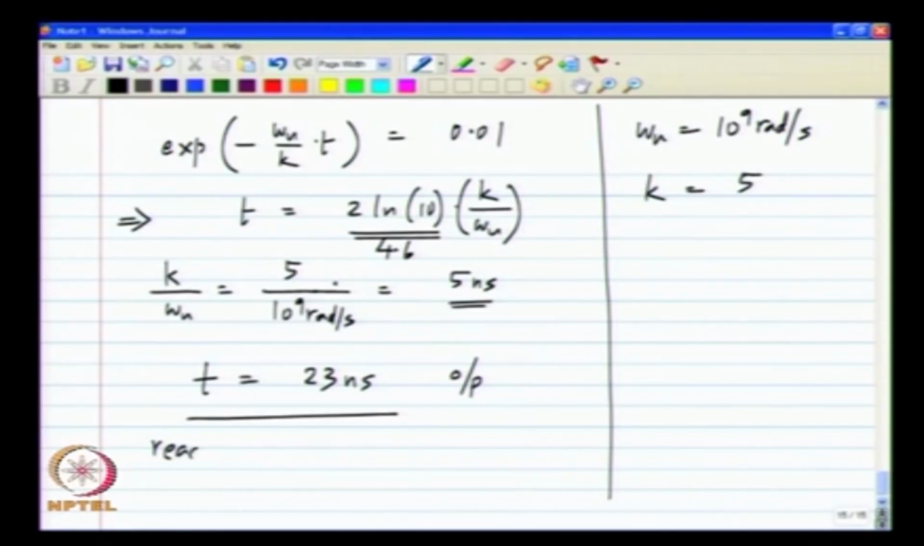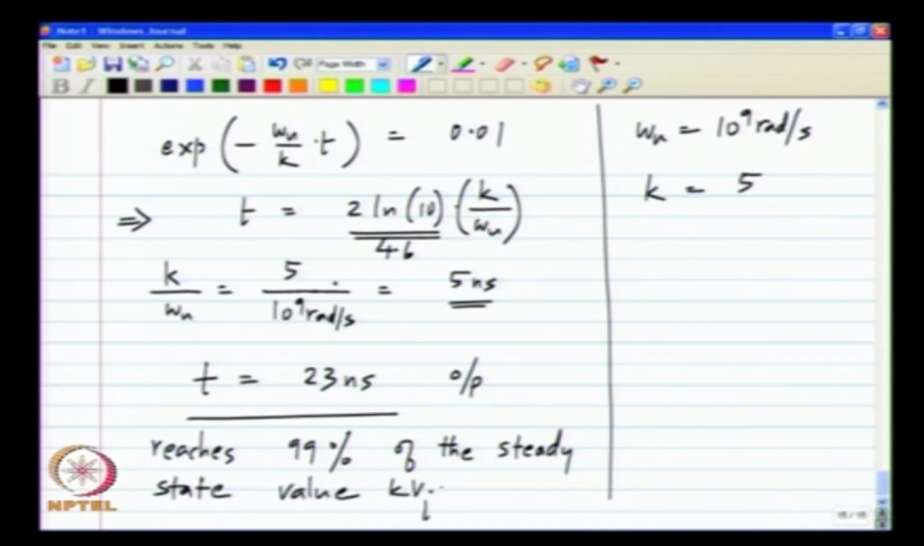the output reaches 99% of the steady state or the ideal value. And here I have assumed a 0 initial condition.